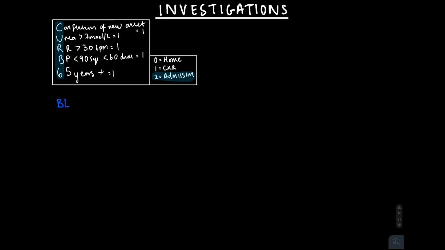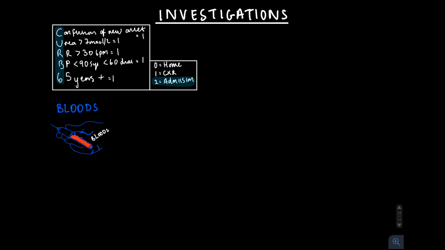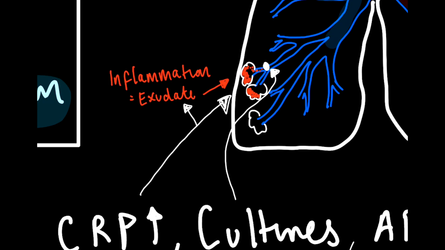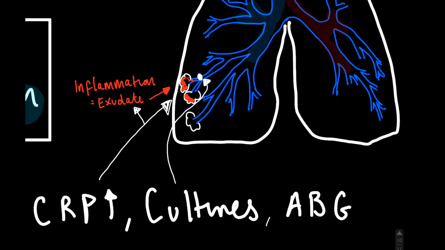So if we move on to some of the bloods that we need to take, you want to take a full blood count. You want to take U&Es, and you want to look at CRP. And CRP is an acute marker of inflammation. And you can see from the diagram that there is going to be an inflammatory exudate, as we mentioned earlier. So you can also do some blood cultures as well to help try identify the organism.